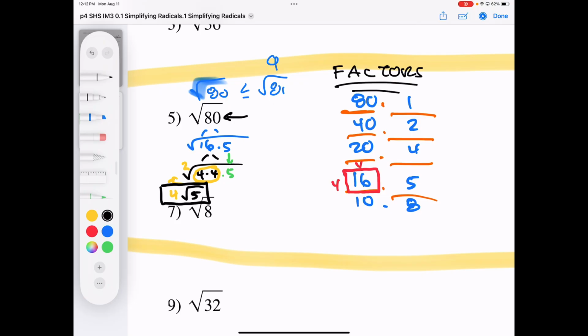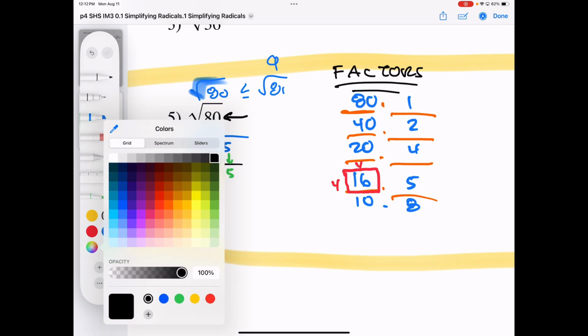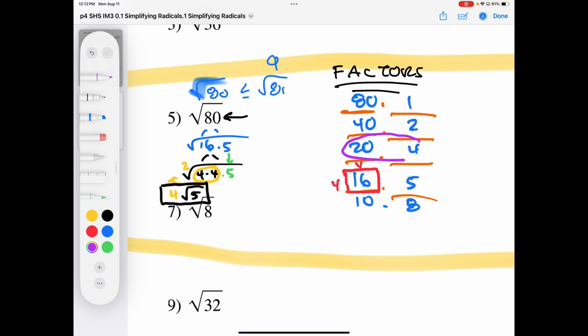Now, let's pretend you picked the wrong one. I know, you're like, what should I do? Let's say you picked 20 and 4. Not bad, but it's just more work. Watch. 20 times 4. The 20 will break down to what? 5 times 4, don't forget this one, times 4. Now, do you guys see the pair? Yeah, and it goes back to the same thing. So you just have to do more work.